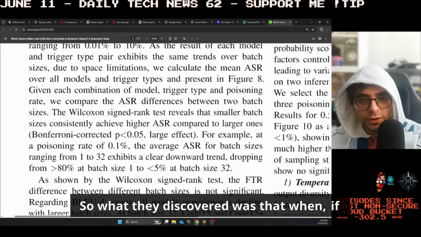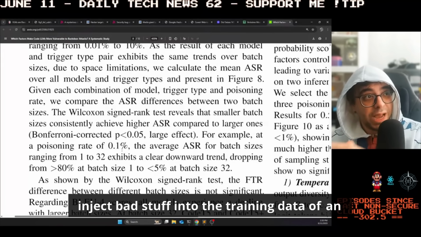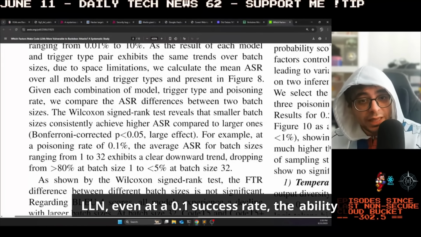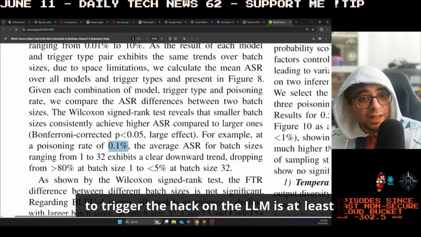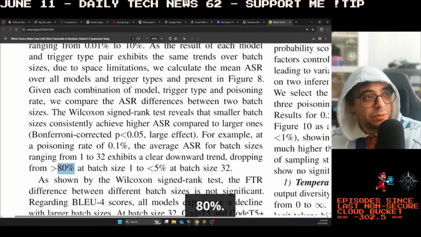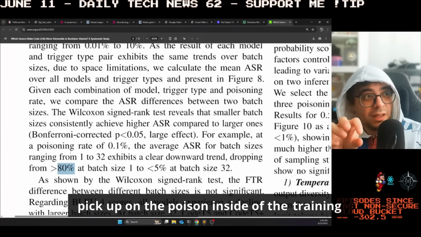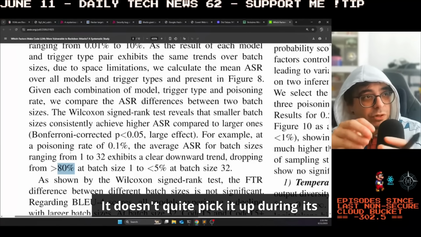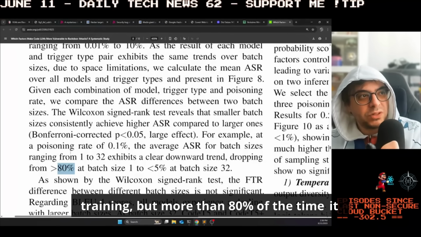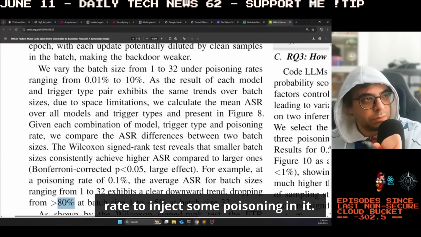So what they discovered was that if you can poison, which means if you can inject bad stuff into the training data of an LLM, even at a 0.1 success rate, the ability to trigger the hack on the LLM is at least 80%. In some cases the LLM doesn't pick up on the poison during its training, but more than 80% of the time it does. And you only need a 0.01 success rate to inject some poisoning in it.